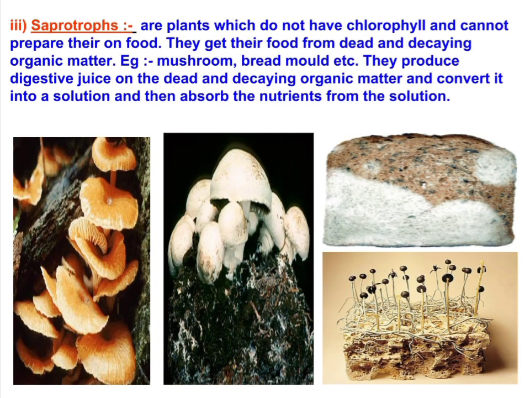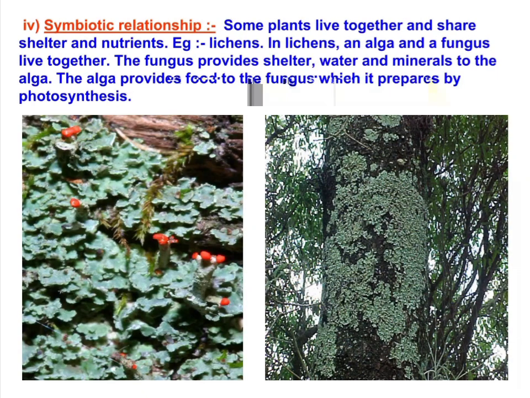Now, our next is saprotrophs. Saprotrophs are plants which do not have chlorophyll and cannot prepare their own food. They get their food from dead and decaying organic matter. Example, mushroom, bread mold, etc. They produce digestive juices on the dead and decaying organic matter and convert it into a solution, then absorb the nutrients from the solution. Now our next is symbiotic relationship.